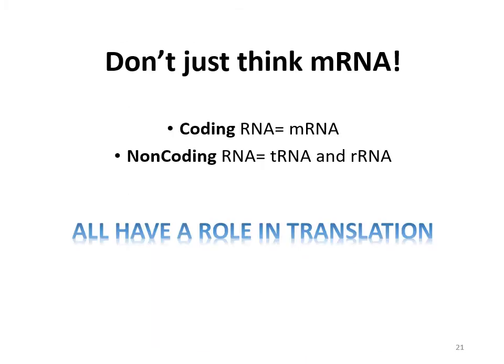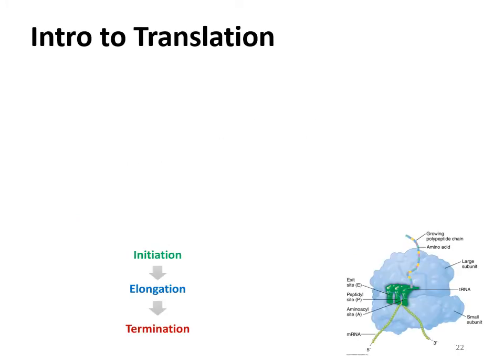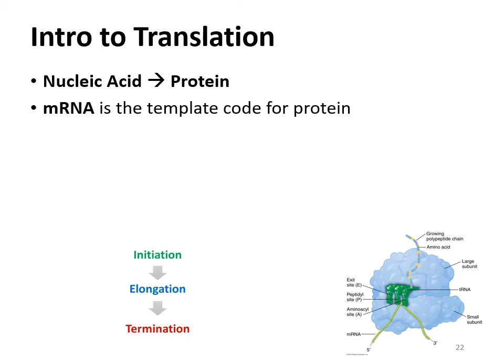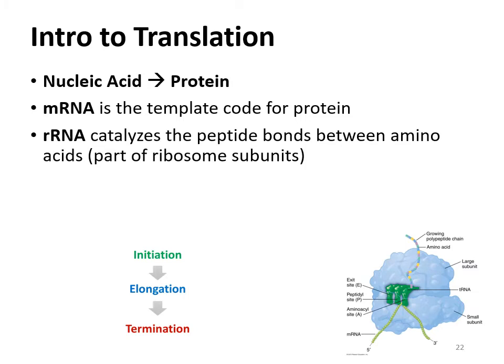Now, when you go through all of this, students a lot of times just think of RNA as mRNA because that's what they know codes for the protein. But always remember that tRNA and rRNA are just as important. They all have a role in translation, which is where we're now going to make the protein. Now, to remind you with translation, again, you're going from nucleic acid to protein. And in this process, mRNA is the code that will basically tell the ribosome what amino acid needs to be where.